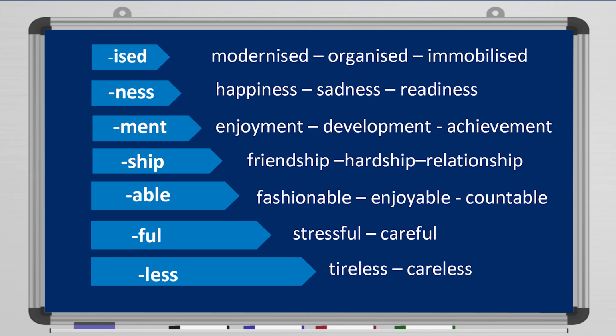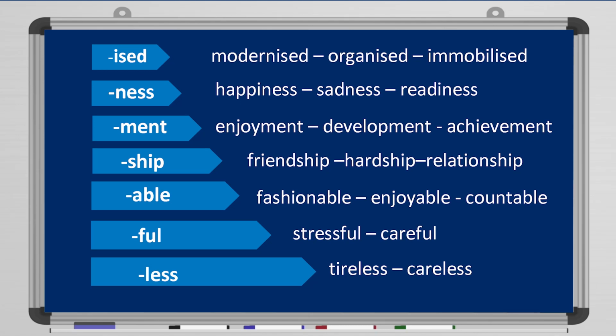Here are some examples of suffixes you can use. You can use ize, ness, ment, ship, able, full, and less. Remember, some suffixes change words into nouns. For example, ize. If I say this is a modernized building, he is full of happiness. These are the examples in front of you.